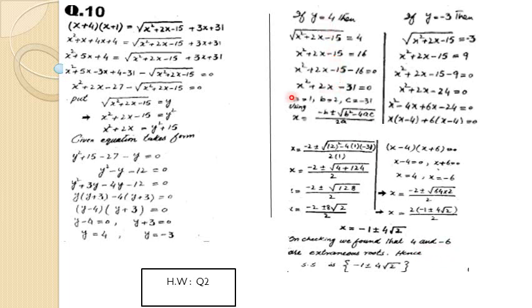4 and minus 6. This is 4. Okay, 4 and minus 6 are the extraneous roots. So it means that only the remaining value satisfies the equation, and this is the actual answer. Question number 2 is homework.